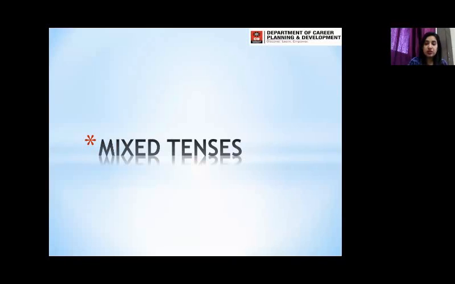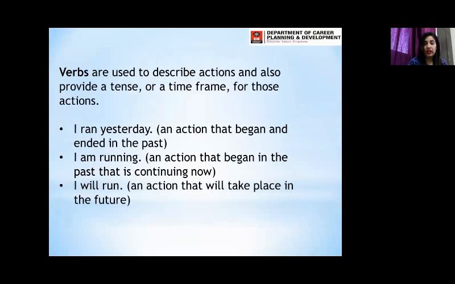And in this video, you're going to be learning about mixed tenses, the concept of mixed tenses. Now, before moving on and understanding the concept of mixed tenses, firstly, we need to understand the usage of verbs, the importance of verbs in the English language, or in English grammar to be more specific.